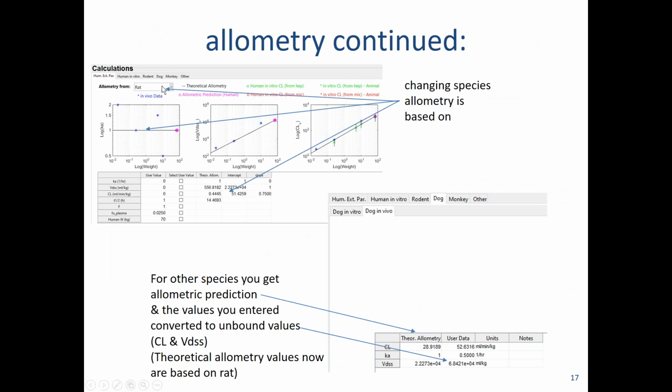So as I mentioned, you can adjust the species that's used to drive the allometry. So here, if you choose rat, now the lines all go through the rat in vivo values, and obviously that changes the positions of the lines. And you also get, for other species, for example dog here, the user data column. This is basically just a recapitulation of the user data that was put in on the top left, but now unbound. And you also get a theoretical allometry column, so you can compare how the allometry through the rat in vivo data compares with the dog. It's making an allometric prediction for dog, basically, based on rat. So you can see how those two things compare.